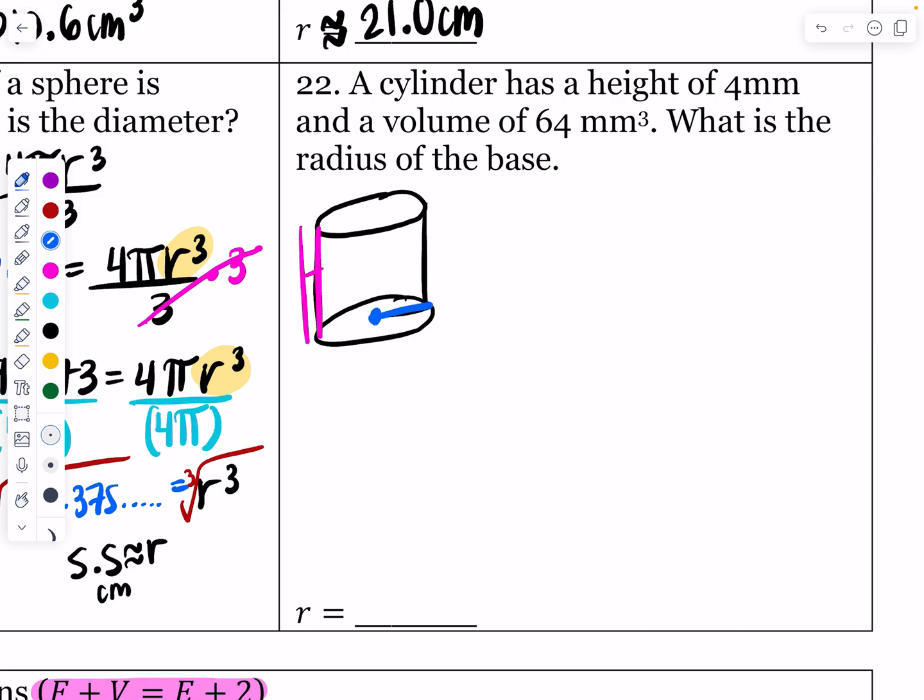I need to take a sip of water. Obviously, I'm struggling. It has a height of 4 millimeters, 4 mm, and it has a volume of 64. What is the radius of the base?